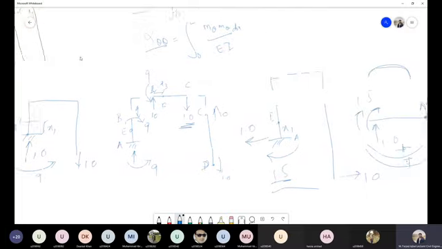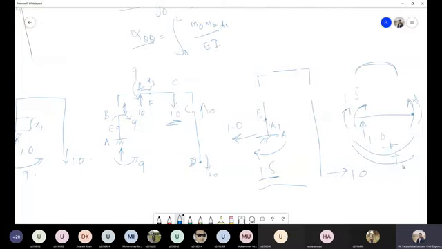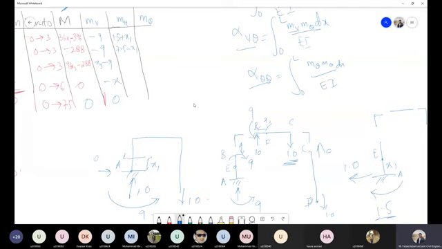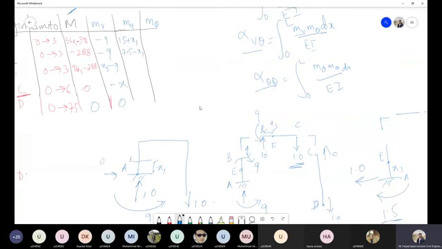It doesn't matter if you consider this one as negative, but for that you have to keep the same sign convention for all the moments that you write for this question. Once you select one convention, just proceed with that one for the whole question. So for the third section, the equation would be 7.5, and for the last one it would be minus x.